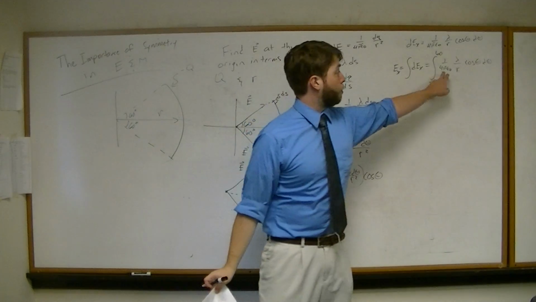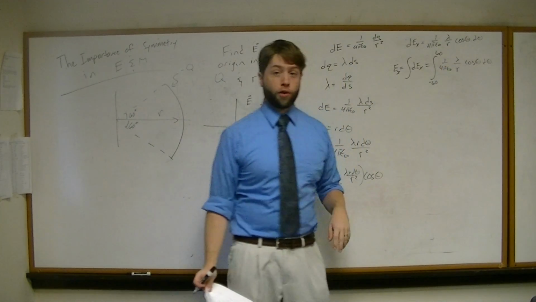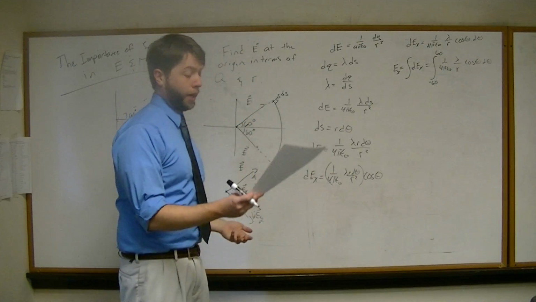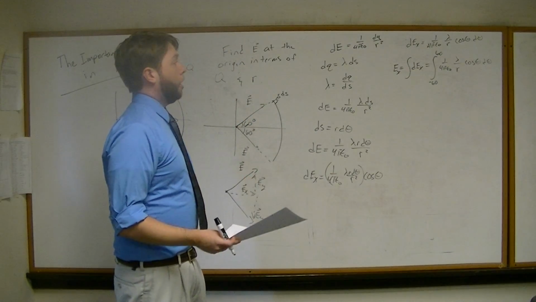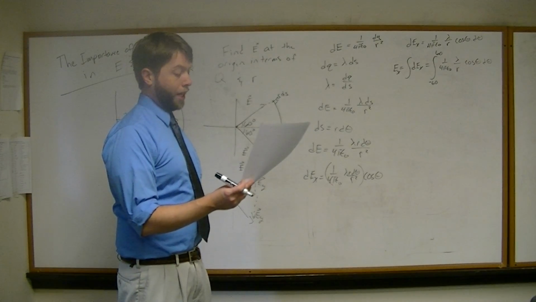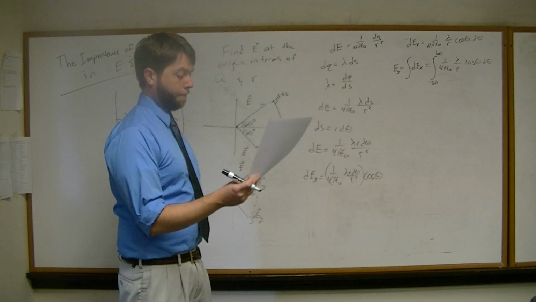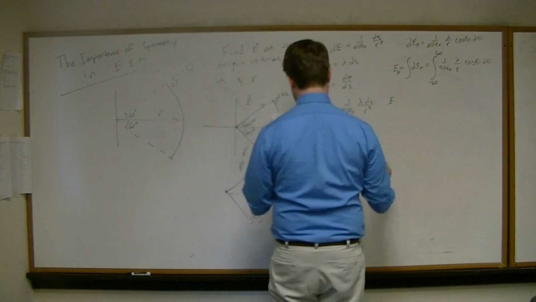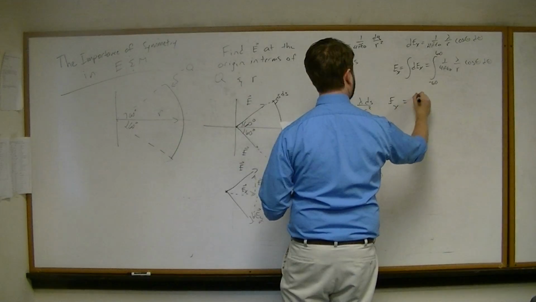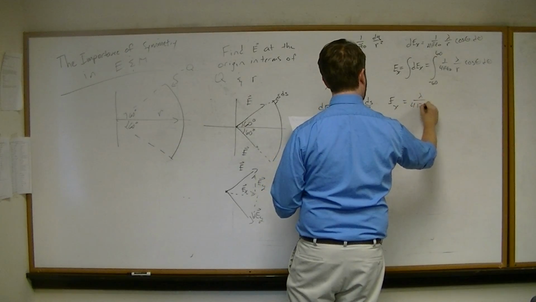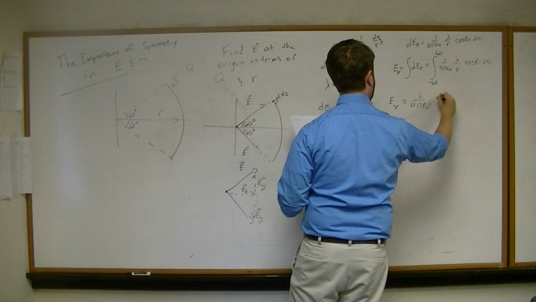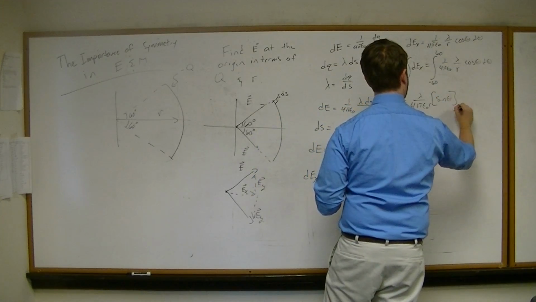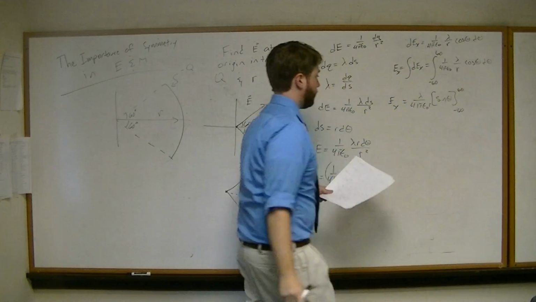Now notice that the 1 over 4 pi epsilon naught and the lambda over r are all constants, so the only integration that I'm doing is the cosine of theta d theta. The integral of cosine theta is sine theta, so we get that the electric field in the x direction is equal to lambda over 4 pi epsilon naught r, the sine of theta, evaluated from negative 60 to 60.